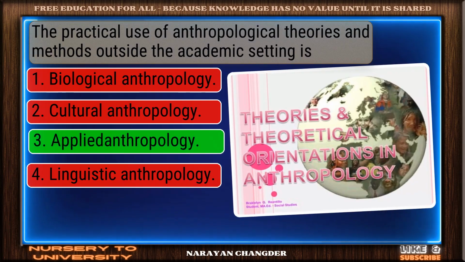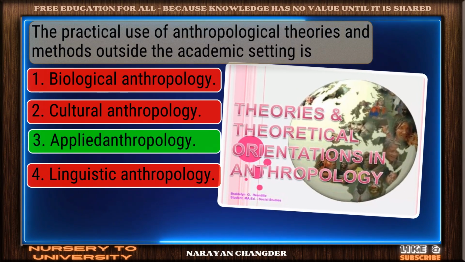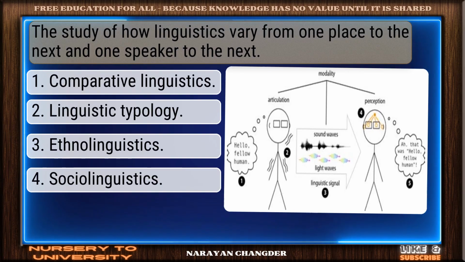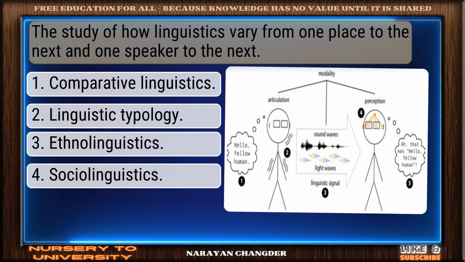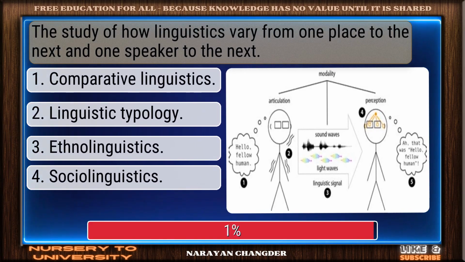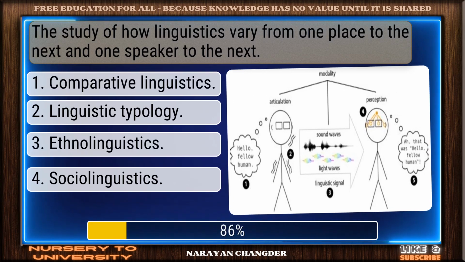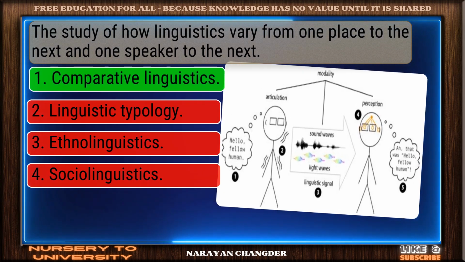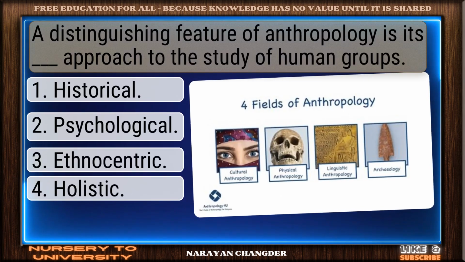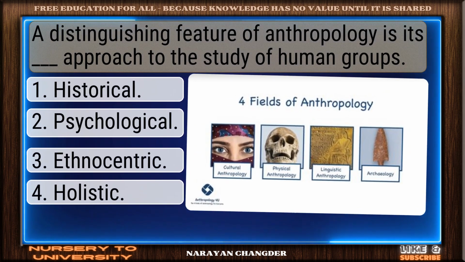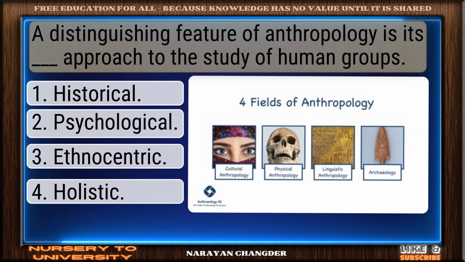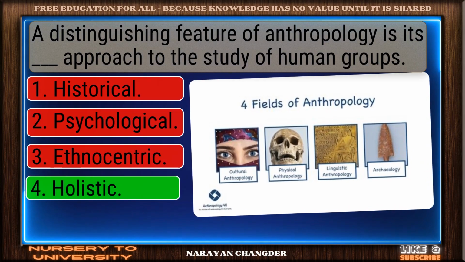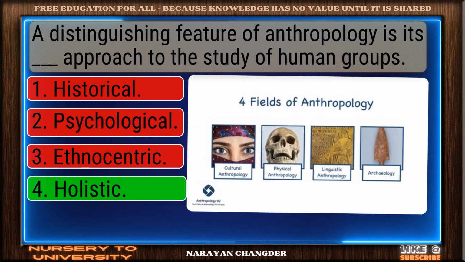Clear logic. Your choice applied anthropology is sound. The study of how linguistics vary from one place to the next and one speaker to the next. Nicely done. Comparative linguistics is a solid answer. A distinguishing feature of anthropology is its approach to the study of human groups. Well done. Holistic is the right choice.